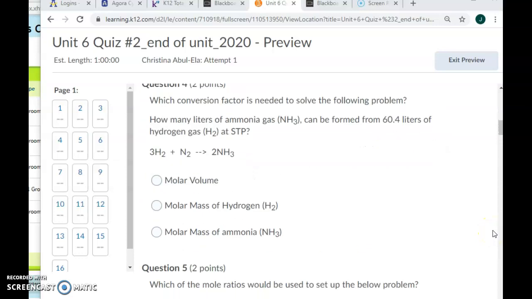Question 4. Which conversion factor is needed to solve the following problem? How many liters of ammonia gas can be formed from 60.4 liters of hydrogen gas at STP? The equation is 3H2 plus N2 yields 2NH3. Molar volume, the molar mass of hydrogen, the molar mass of ammonia.